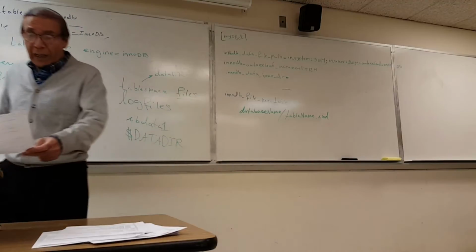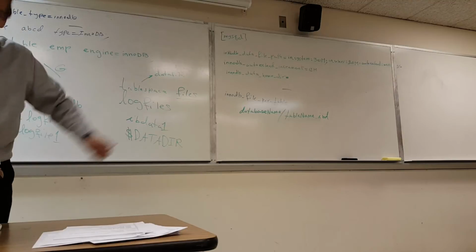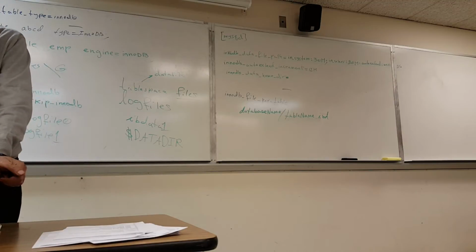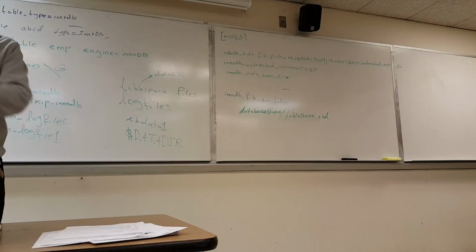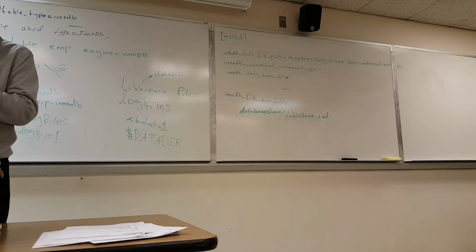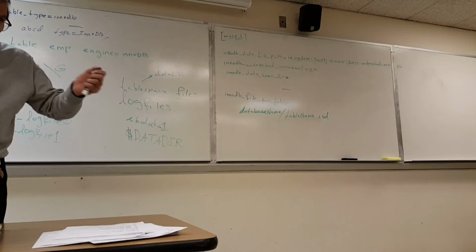Okay, now, this file starts at 64 kilobytes by default. This file, it means your data file, starts at 64 KB and grows as necessary. It means if you put more data into a table, it's going to grow, okay?